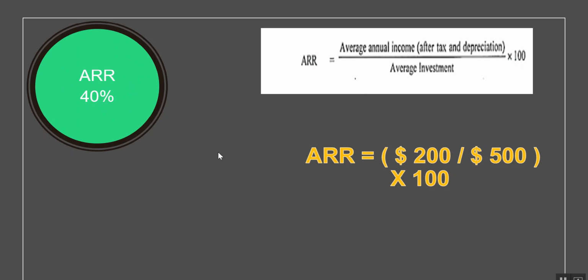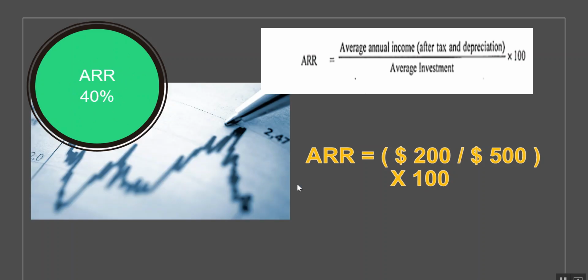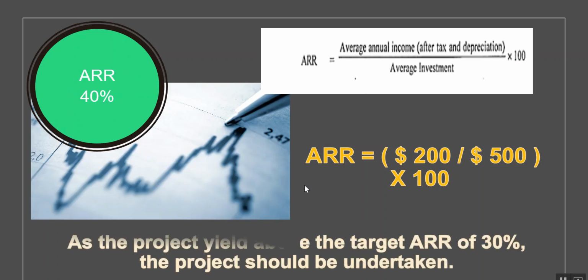Now, should you undertake this project? So what is the criteria? The calculated ARR should be higher or greater than the target ARR of 30%. So which is higher than the target ARR. So therefore this project should be undertaken. As the project yields above the target ARR of 30%, the project should be undertaken.